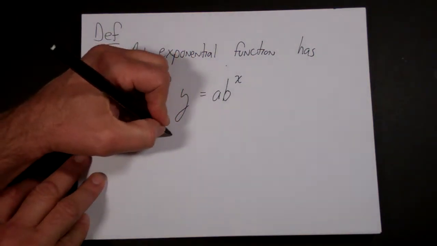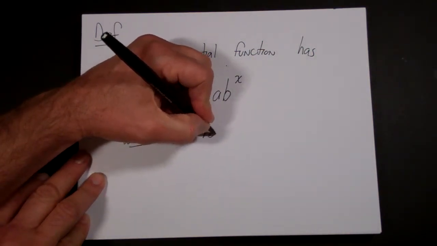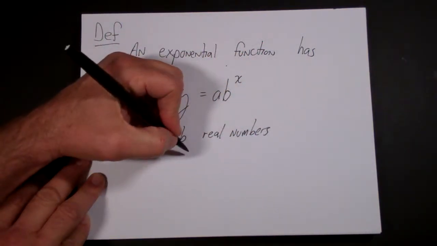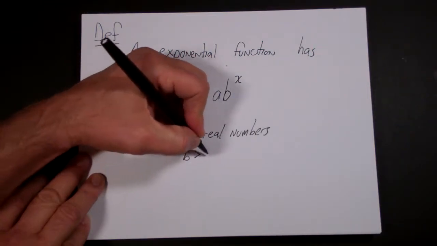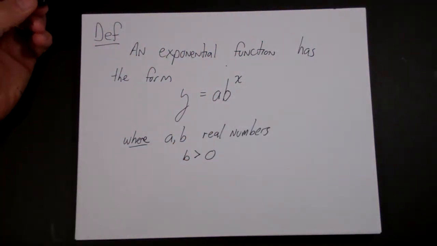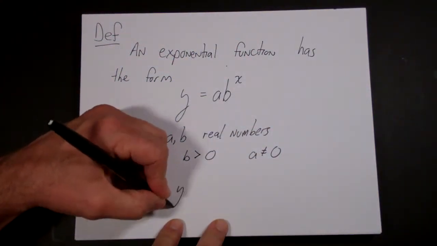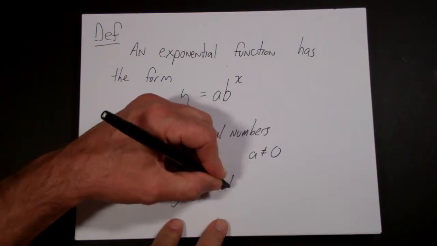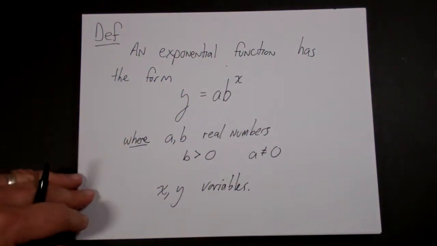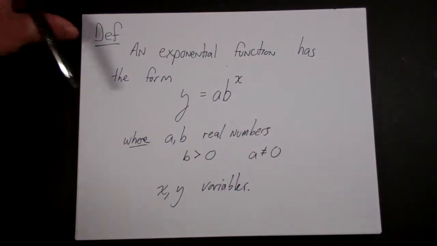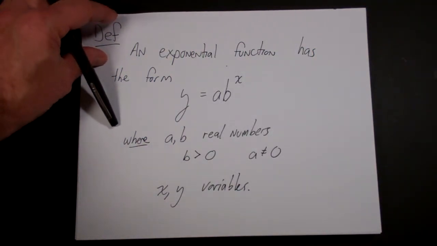where in this case a and b are both just real numbers with given values, and b is going to be greater than 0. a is not 0. And x and y are simply variables. And let's look at an example of an exponential function. Let's look at y = 5^x.